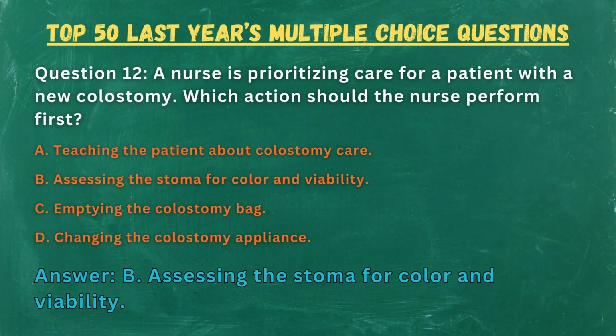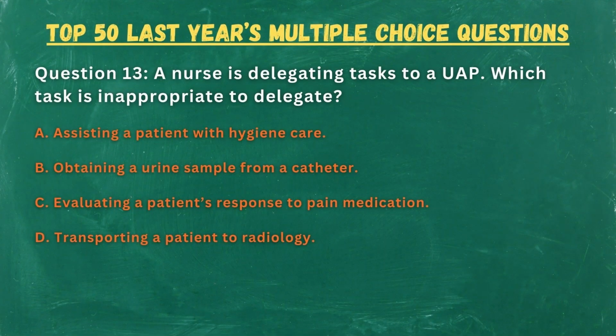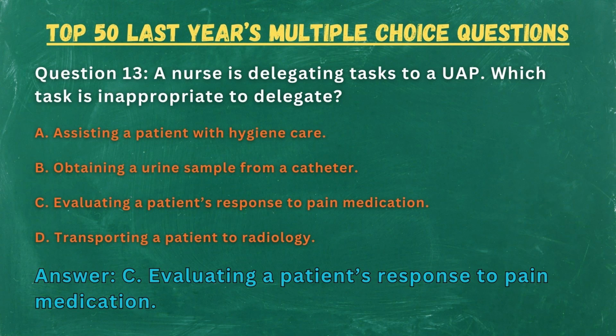Answer: B. Assessing the stoma for color and viability. Question 13. A nurse is delegating tasks to a UAP. Which task is inappropriate to delegate? A. Assisting a patient with hygiene care. B. Obtaining a urine sample from a catheter. C. Evaluating a patient's response to pain medication. D. Transporting a patient to radiology. Answer: C. Evaluating a patient's response to pain medication.